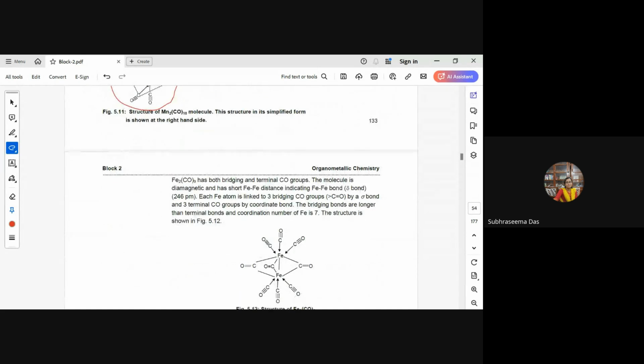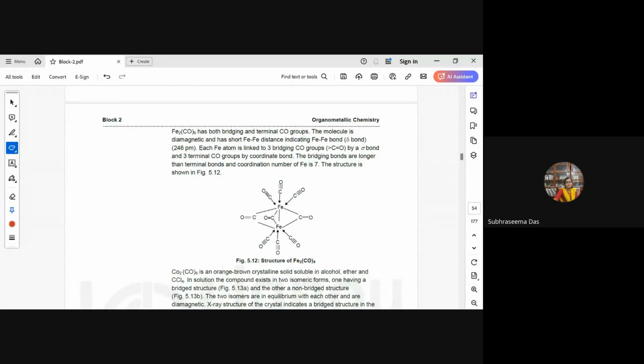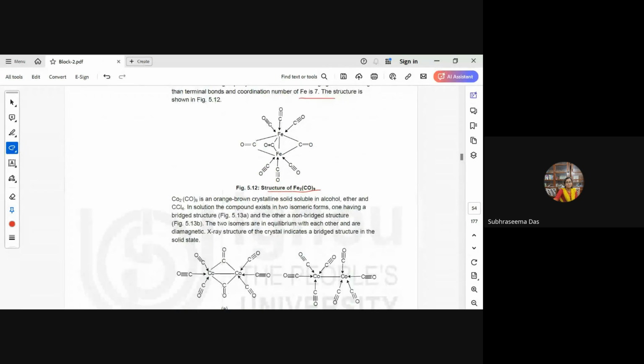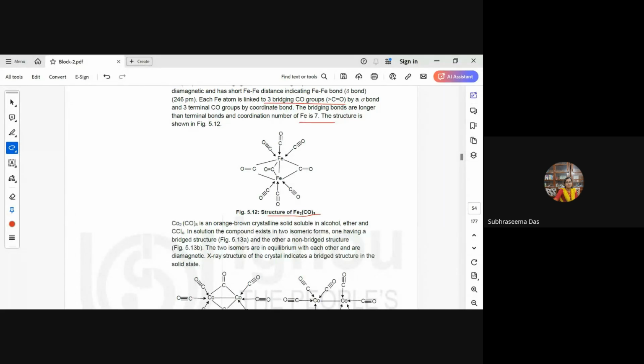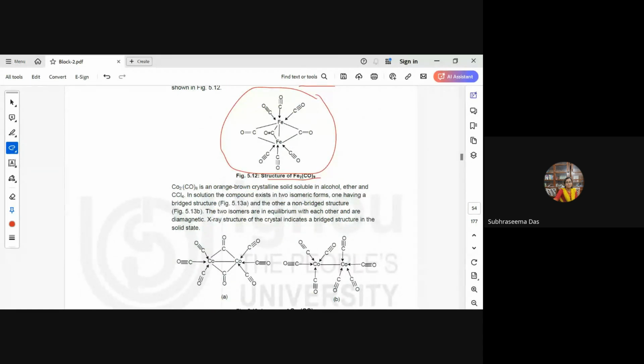for simplicity. Now Fe2(CO)9, if we look here, it has both bridging and terminal groups. This molecule is diamagnetic, and here each Fe is linked to 3 bridging CO groups. So the bridging bonds are longer than the terminal bonds, and particularly in this case, the coordination number of Fe is 7. And here the structure of Fe2(CO)9 is shown in figure 5.12.